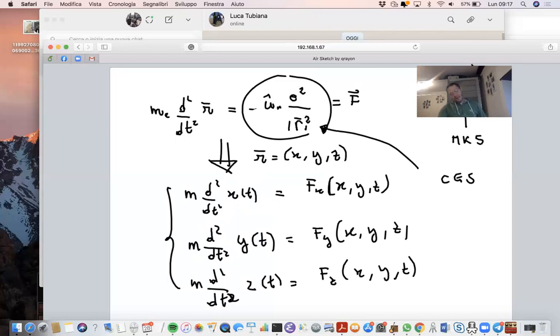Now, since x, y, and z are actually, let me be more explicit, varying with time because the electron is moving, I should say x of t, y of t, z of t, and do the same for all of them.